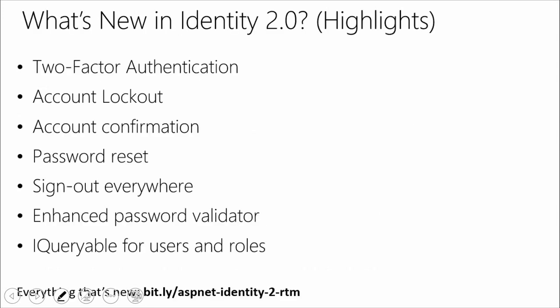Identity 2.0: ASP.NET Identity 1 shipped with the initial release. ASP.NET Identity 2.0 came out very soon after that and includes a lot of other things. For instance, we talked about two-factor auth. Account lockout is another very important thing: if I log in incorrectly too many times, my account's locked for a period of time. This prevents brute force attacks.